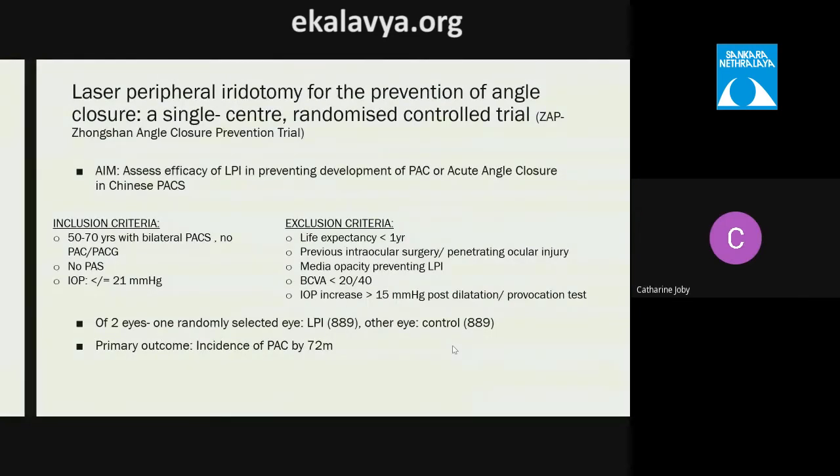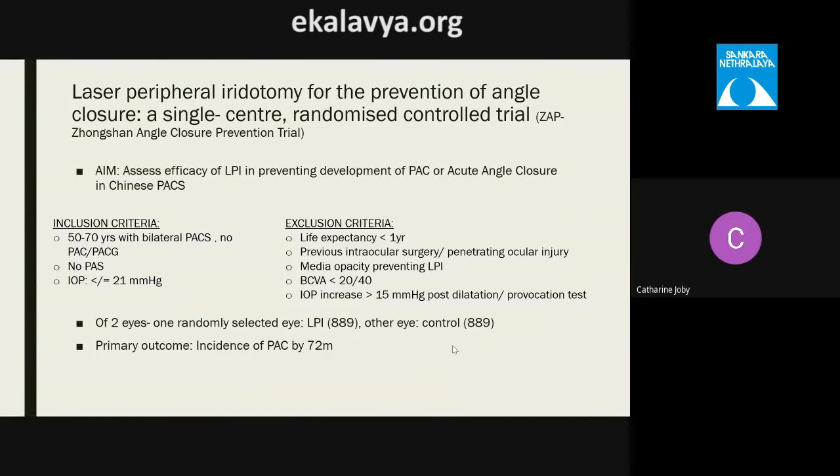The inclusion criteria were patients of age 50 to 70 years with bilateral PACS, no primary angle closure or primary angle closure glaucoma, no peripheral anterior synechiae, and IOP within 21 millimeters of mercury. Those patients with life expectancy less than 1 year or previous intraocular surgery or penetrating ocular injury, media opacity preventing laser peripheral iridotomy, best corrected visual acuity less than 20/40, or IOP increase of 15 millimeters of mercury after dilatation or provocation test were excluded from the study.